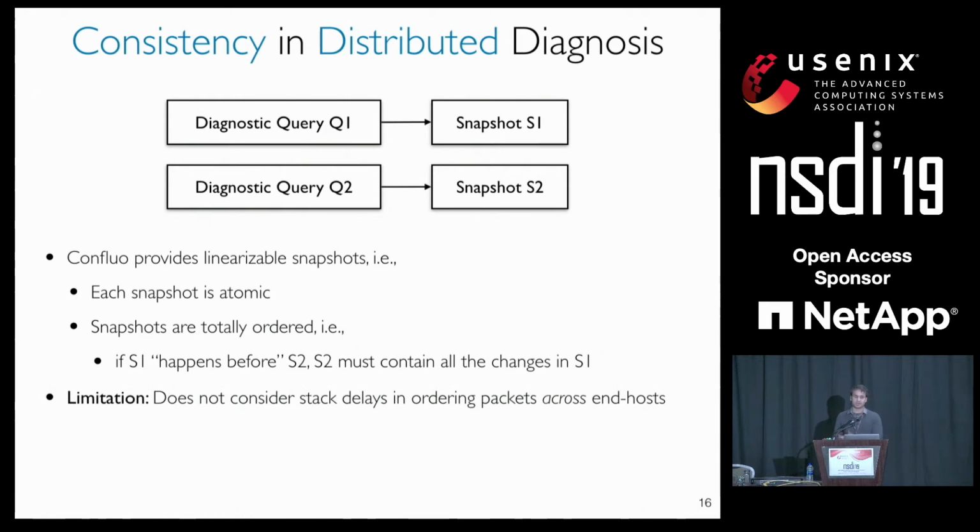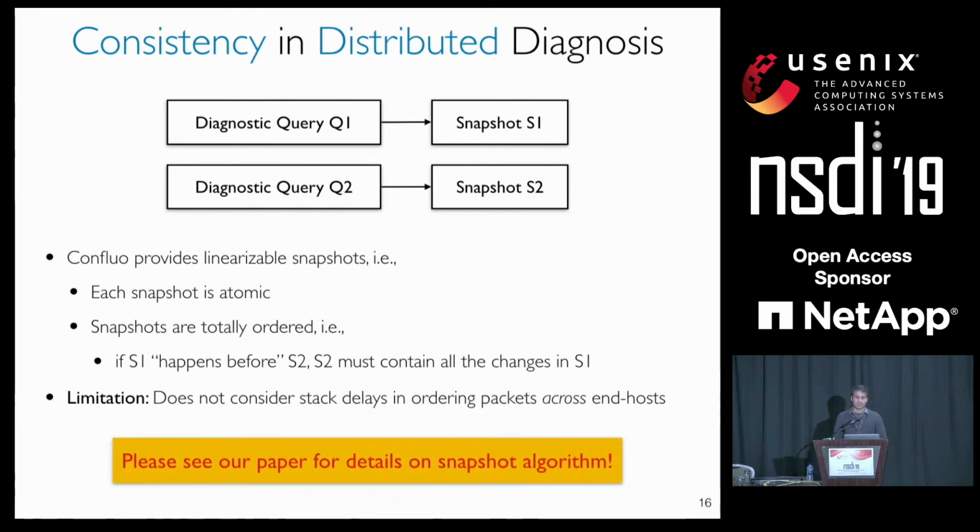One limitation of our distributed snapshot algorithm is that it does not consider the delays that are introduced by the n-host stack while it is ordering packets that span multiple n-hosts. We are actively working on resolving this limitation in future work. Unfortunately, I won't have time to go into the details of this distributed snapshot algorithm, but I would encourage you to take a look at our paper in order to get the details of this algorithm.